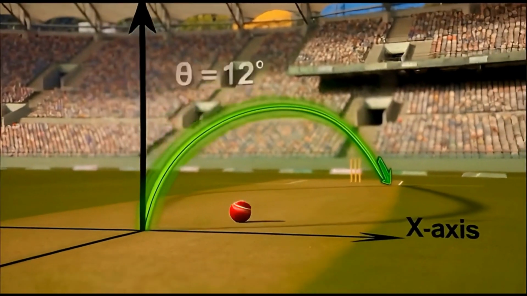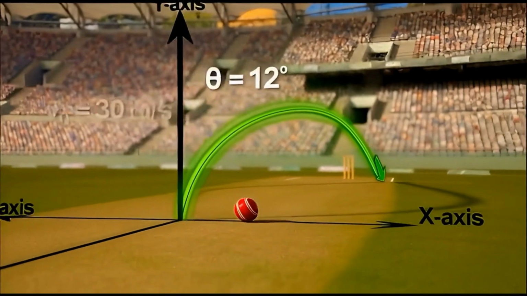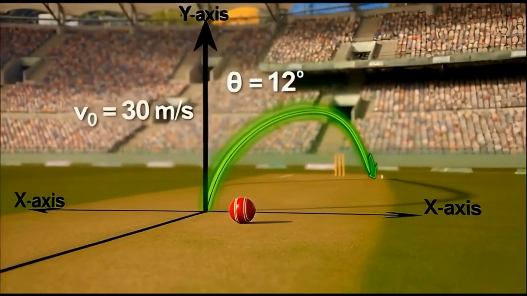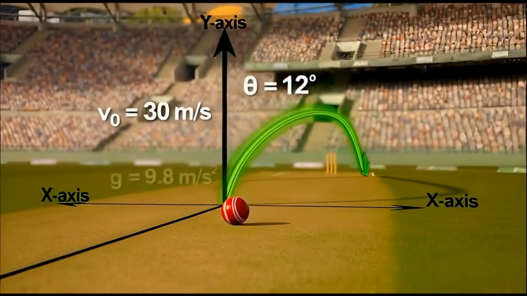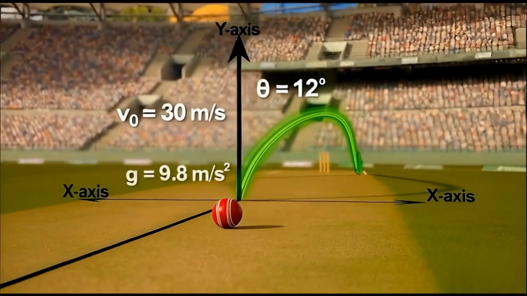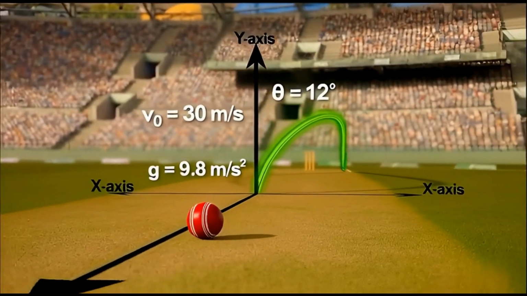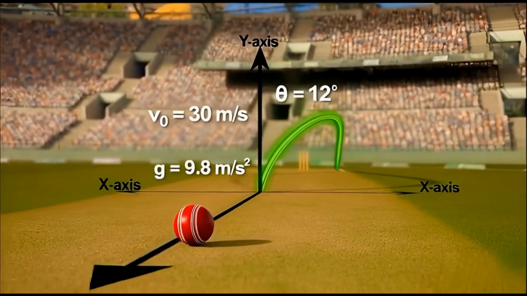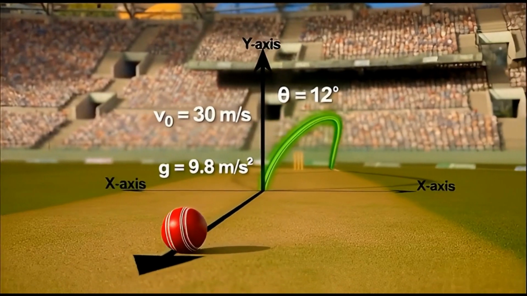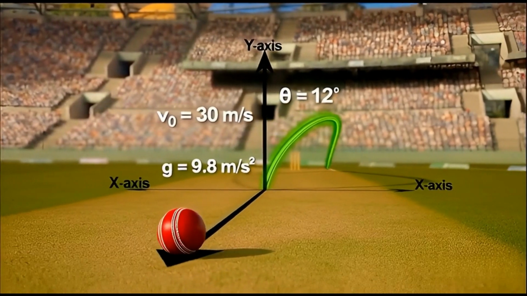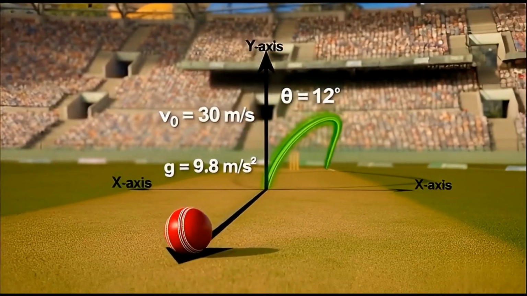The moment the ball leaves the bowler's hand, it begins moving freely through the air. At this point, the ball behaves as a projectile. Its motion is determined by two factors: the initial velocity given by the bowler and the constant pull of gravity acting downward. As a result, the ball follows a curved path known as a parabolic trajectory across the pitch.